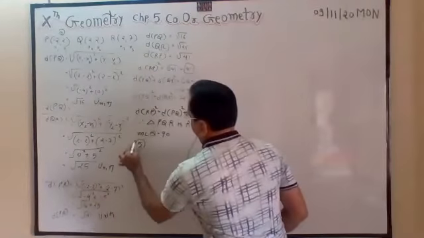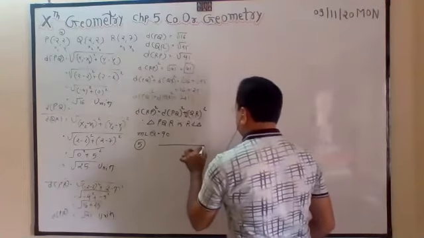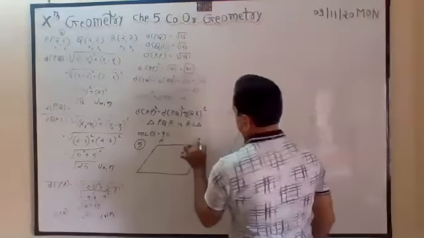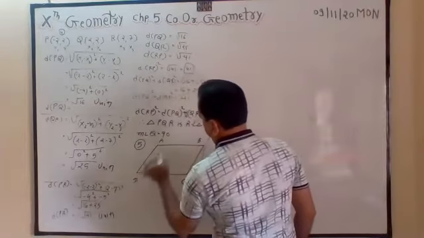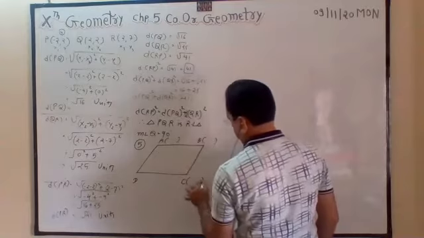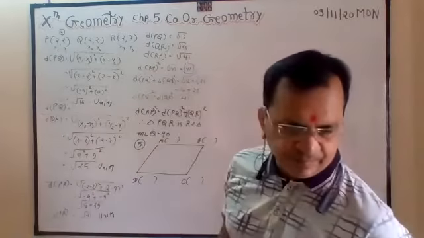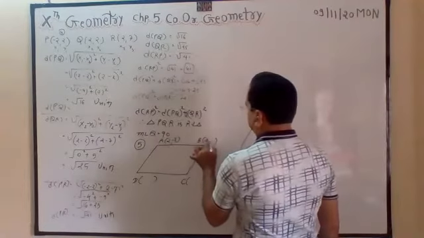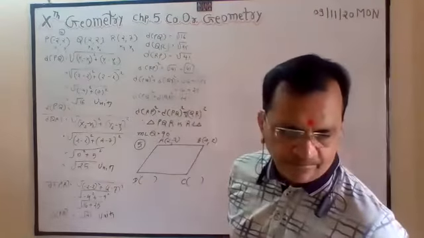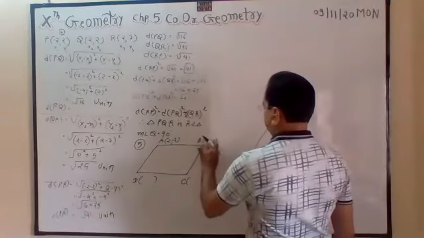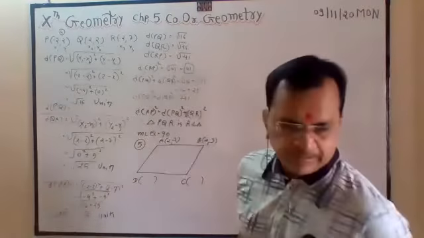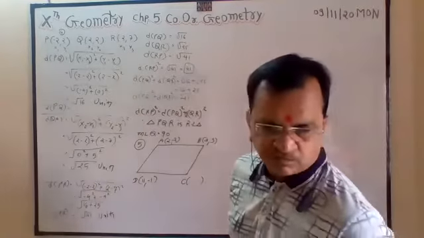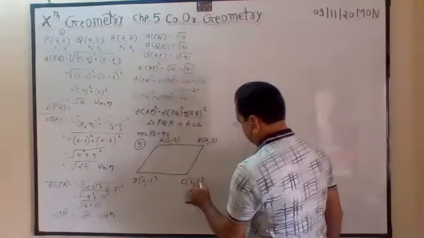Fifth question, it is one of my favorites. A, B, C, D. A is 2, minus 2; 7 and 2; 7 and 3; 11, minus 1; 6, minus 6.